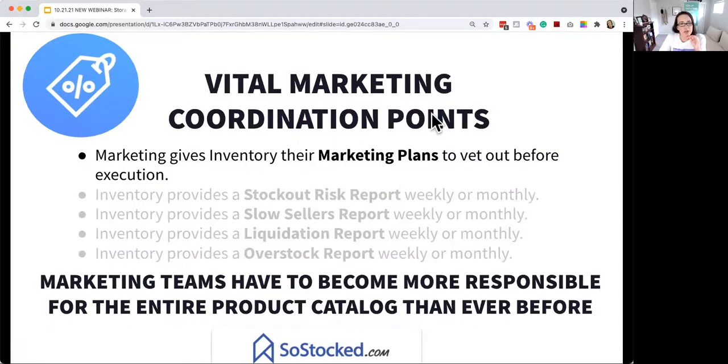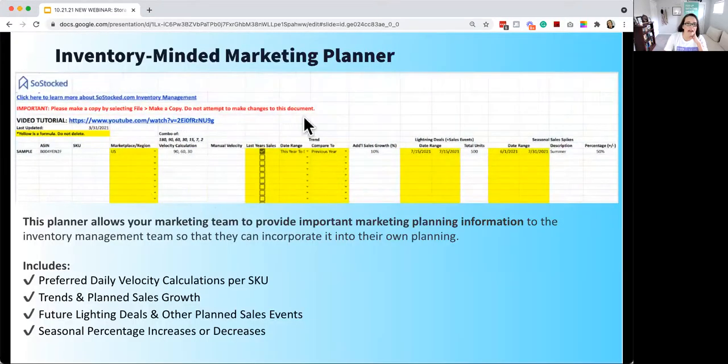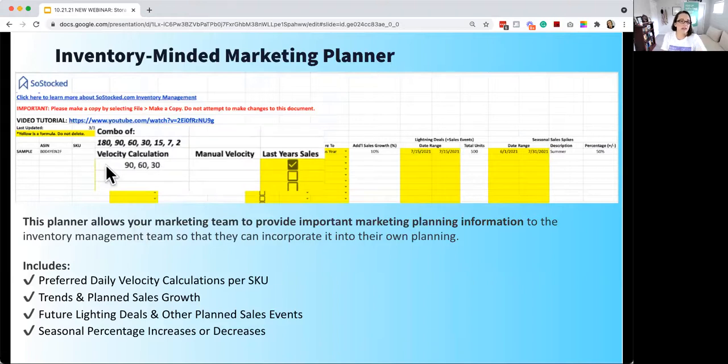So we're going to talk about the first coordination point, the vital marketing coordination points with inventory. The marketing team needs to give the inventory team a marketing plan to vet out before they actually execute. And what that looks like is, again, I said I would send this to you guys. So what that looks like is you've got this planner and you want to see what are the velocity calculations that are important to you.